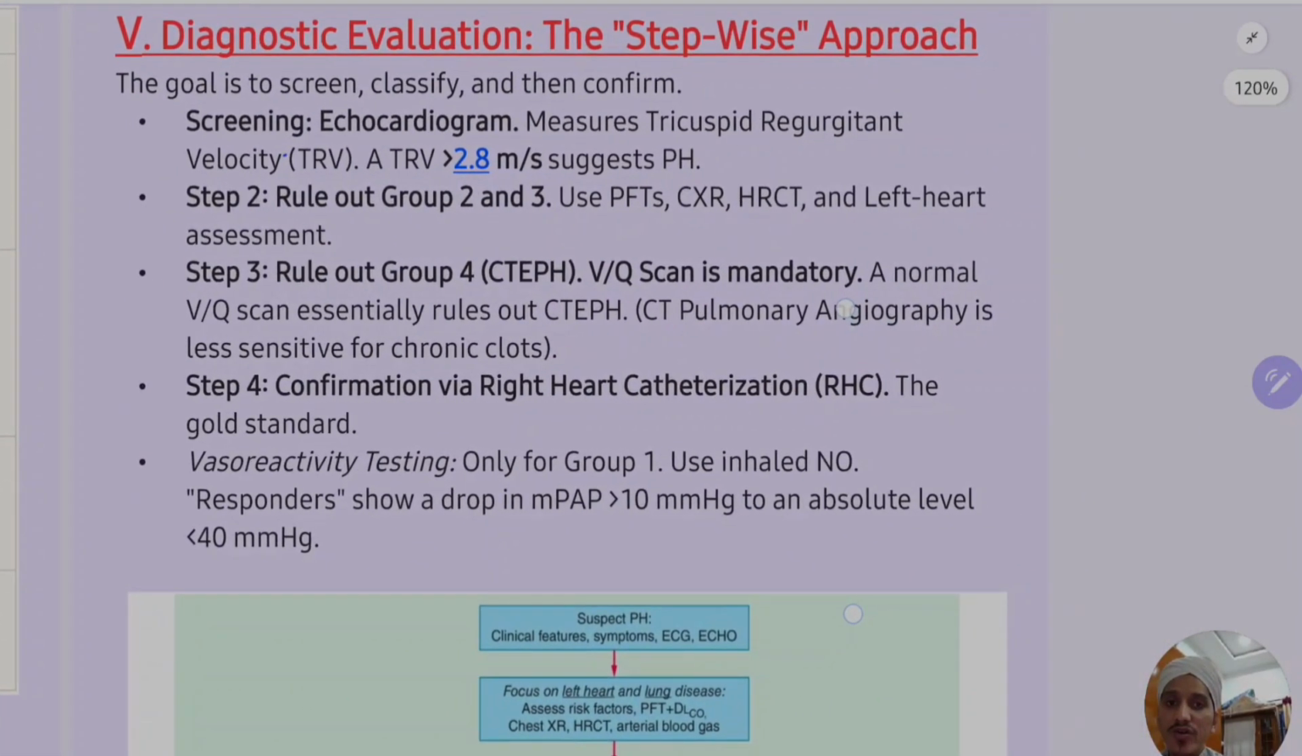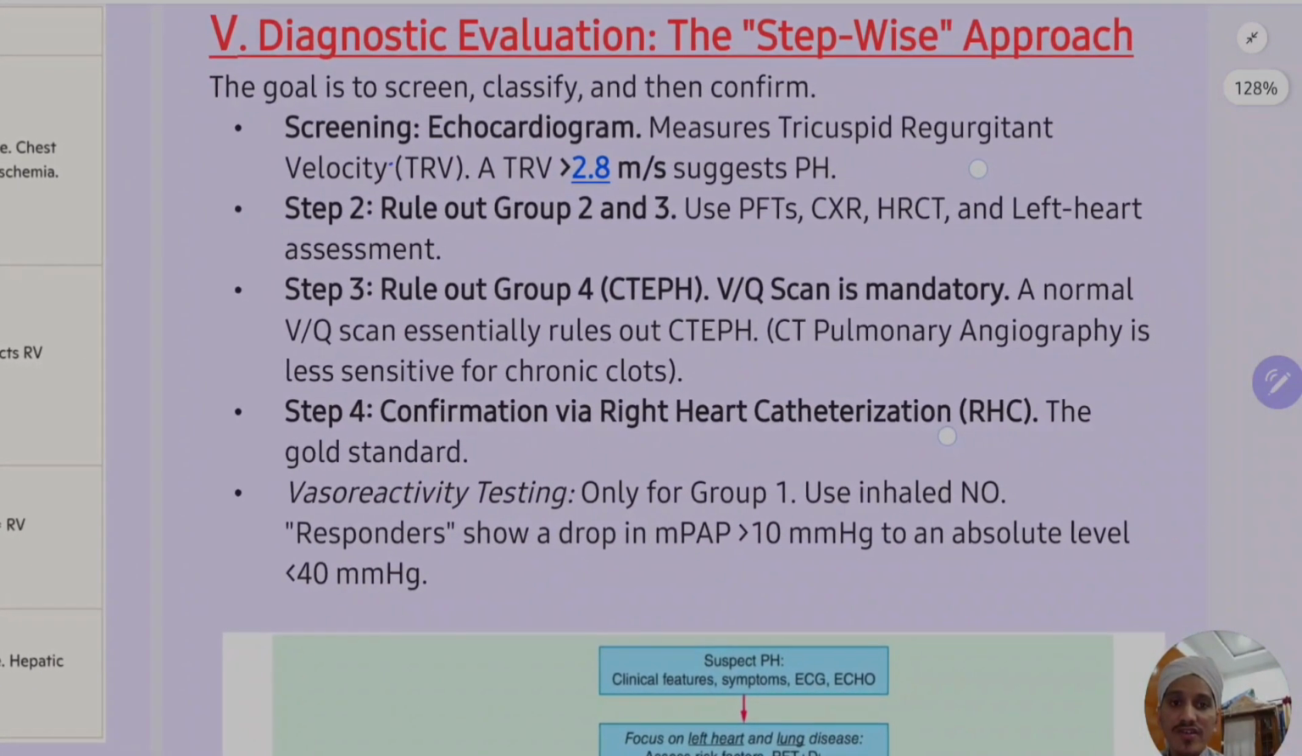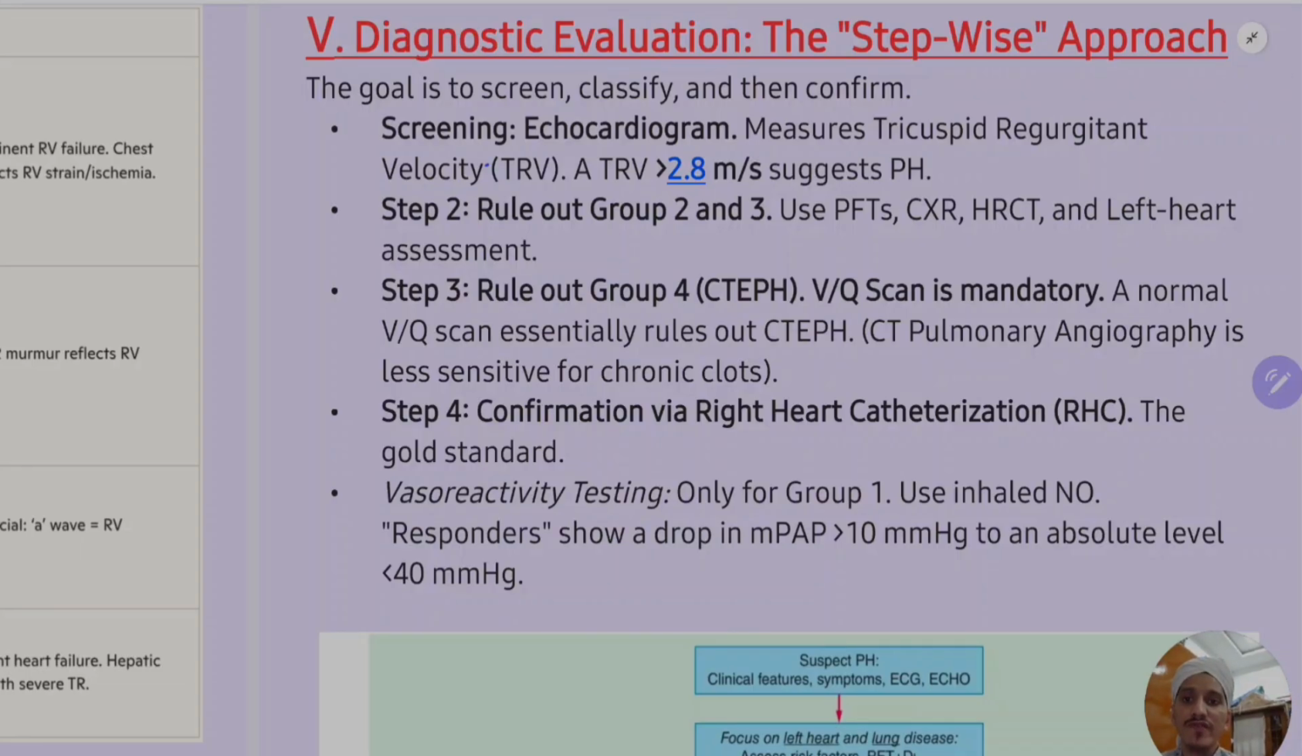Now, how do you diagnose? What is the diagnostic evaluation in patients with pulmonary hypertension? What is the approach you will follow? The aim is first to screen and rule out whether pulmonary hypertension is present or not. Then once you have screened, classify it, whether it is WHO group 1, 2, 3, 4, 5, and then confirm it with right heart catheterization. You screen with 2D echocardiogram, classify based on some specialized tests which I will discuss, and then confirm by right heart catheterization. So this is the step-by-step algorithm.